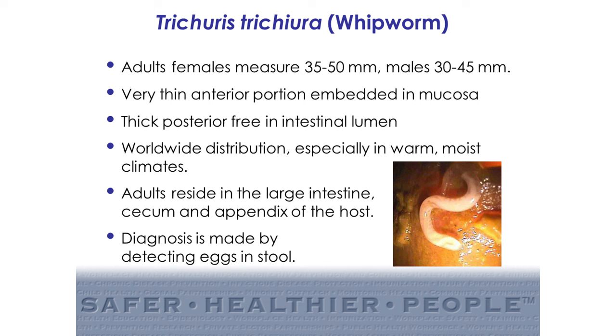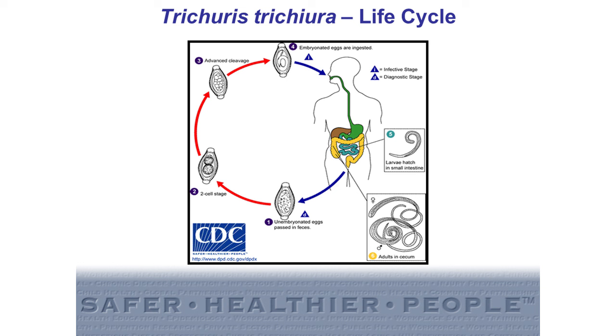Life cycle. Infection is by ingestion of eggs. Eggs are unembryonated when passed in stool. In the soil, they embryonate and become infective within 15 to 30 days. When ingested, the eggs hatch in the small intestine. The released larvae mature and develop into adults in the colon.